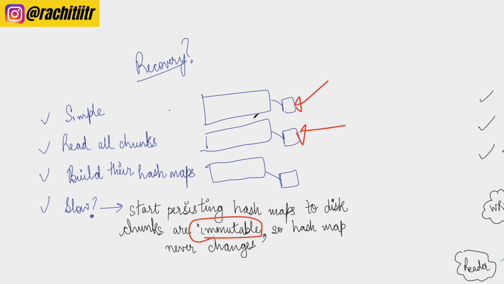Since chunks are always read only, once a chunk is created, it will never be modified. Even if we have updates on the keys present in the chunks, they are going to be present in a new file, not that one. So since they are immutable, we can also persist their hash maps to disk because they are also not going to change. We don't need to scan the entire file to build this. We already have it stored on disk, and this can even speed up the recovery process. Now I believe you can see the benefit of immutability.